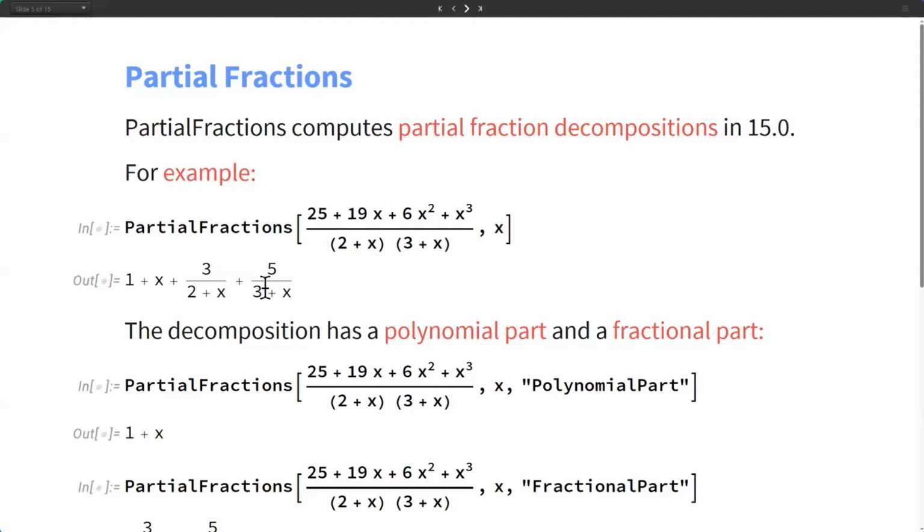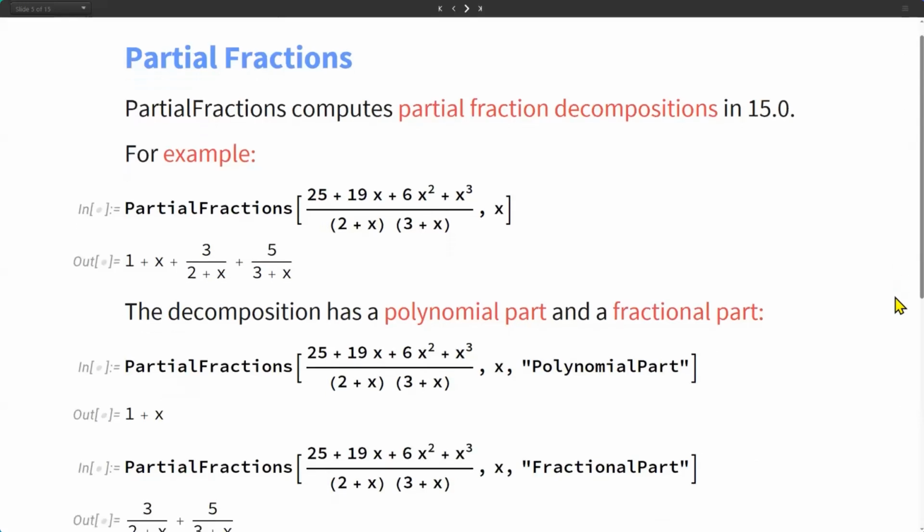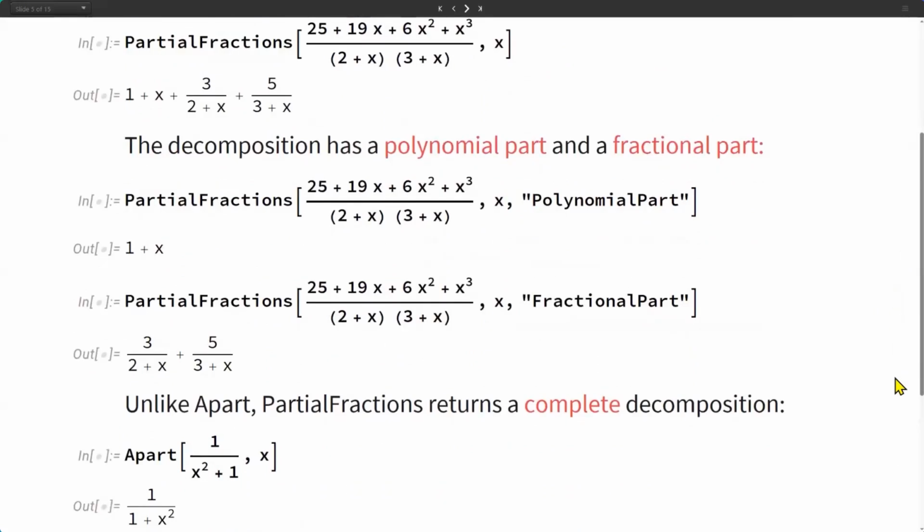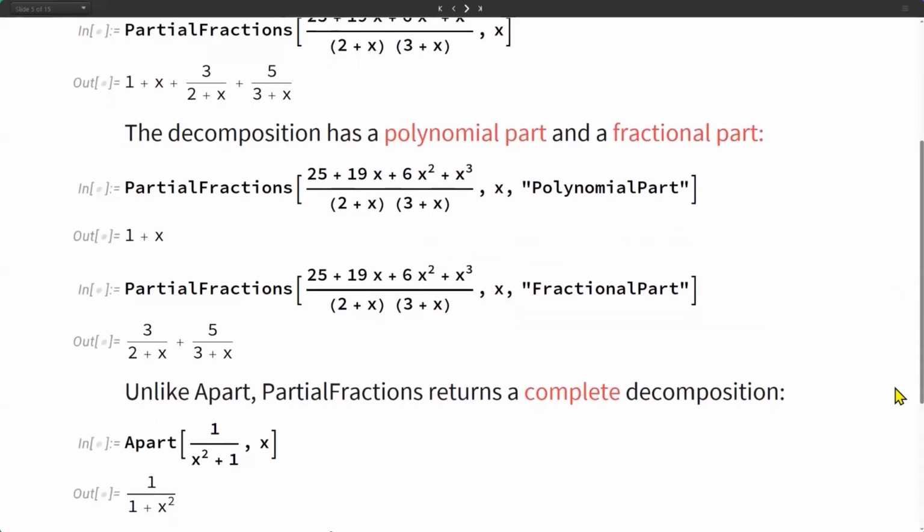And what the new function can do for you is it can not just give you the answer over here, but it can also find the individual parts, the polynomial part like over here, and the fractional part like over there. And you might wonder, why did we not use Apart for this purpose? Well, Apart is a very old function. It's used in lots of places, and messing around with it didn't look like a good idea.